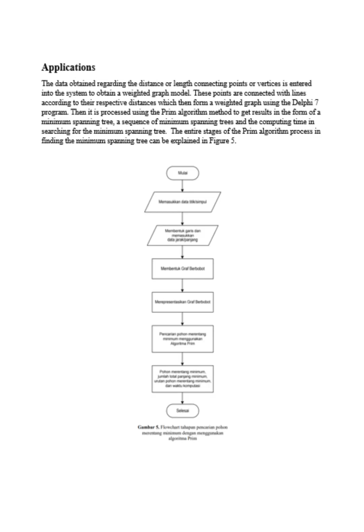Applications. The data obtained regarding the distance or length connecting points or vertices is entered into the system to obtain a weighted graph model. These points are connected with lines according to their respective distances, which then form a weighted graph using the Delphi 7 program. Then it is processed using the PRIM algorithm method to get results in the form of a minimum spanning tree, a sequence of minimum spanning trees, and the computing time in searching for the minimum spanning tree. The entire stages of the PRIM algorithm process in finding the minimum spanning tree.